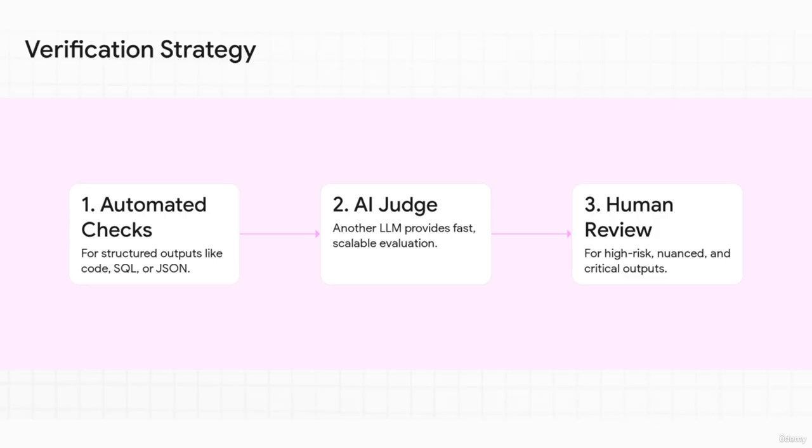Layer 1, automated checks. For structured things like computer code or SQL queries, you can run simple tests. Does the code compile? Does the query run? Is the JSON valid? Layer 2 is what we call an AI judge. You basically use another powerful LLM to evaluate the first one's answer based on a checklist you give it. This is super fast and scalable. But since the judge can also be wrong, you need that final layer. Layer 3 is human review. It's the slowest and most expensive, so you save it for the most high-risk, critical stuff. We're talking medical advice, legal documents, financial analysis, anything where accuracy is absolutely non-negotiable.